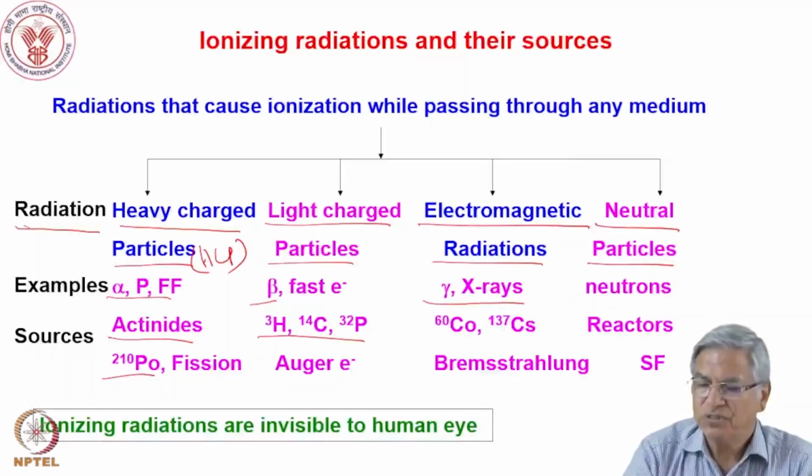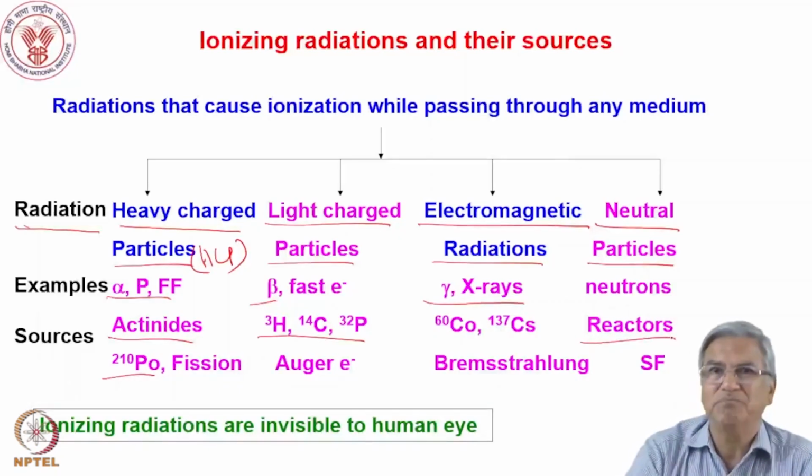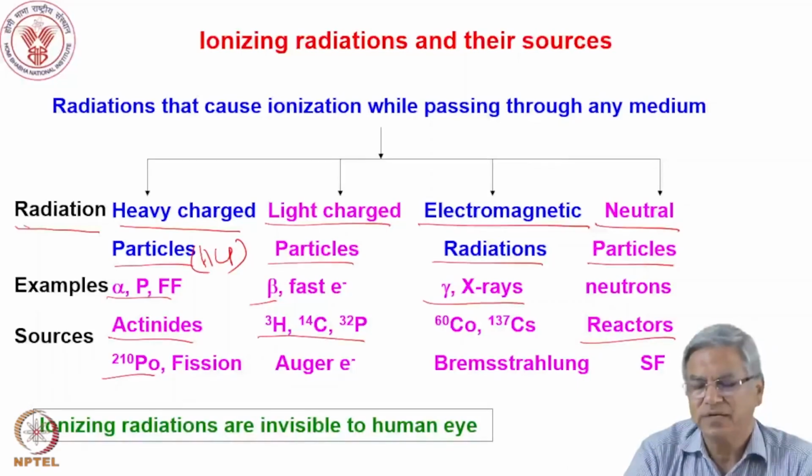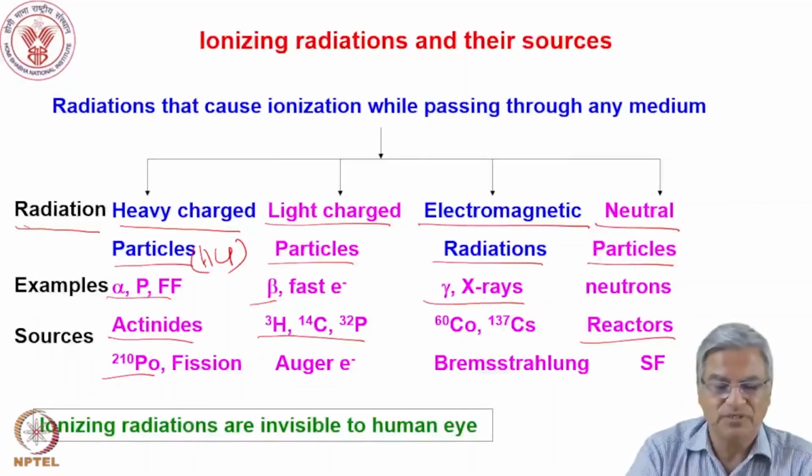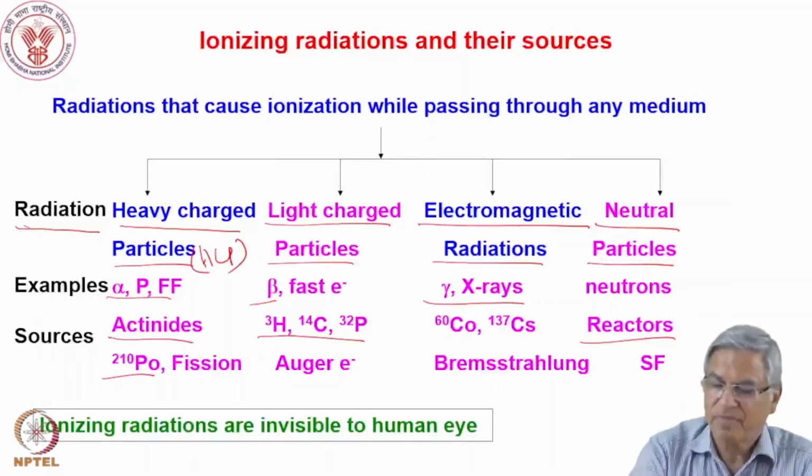The neutrons are available in reactors in plenty. They are also emitted from neutron sources like californium-252 or americium-beryllium or antimony-beryllium type of sources. So we will discuss all these types of radiations and their interactions in the coming lectures.